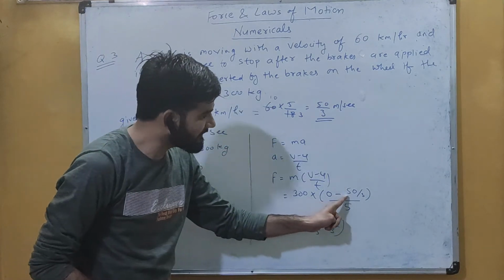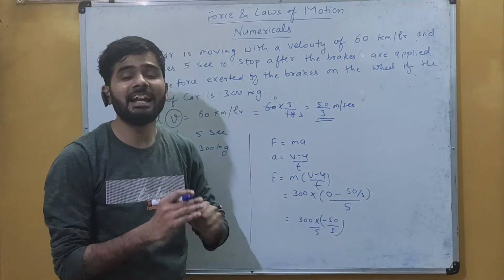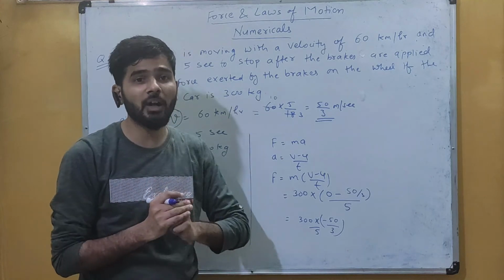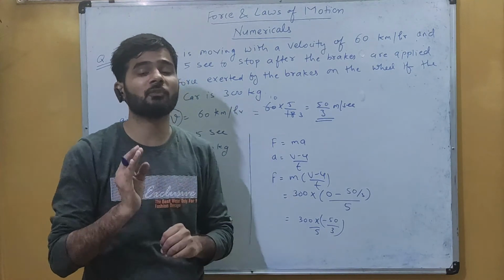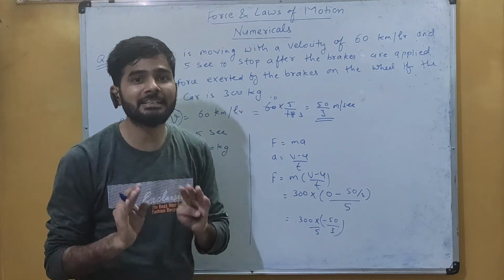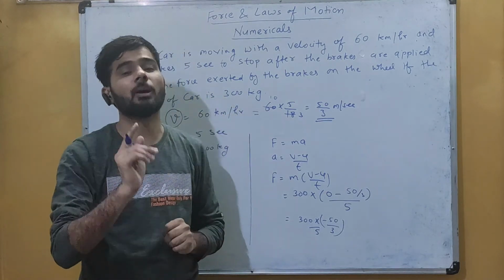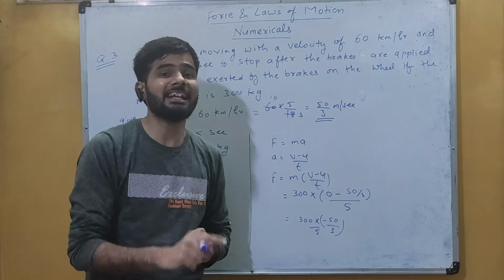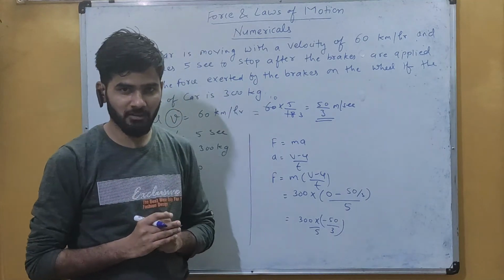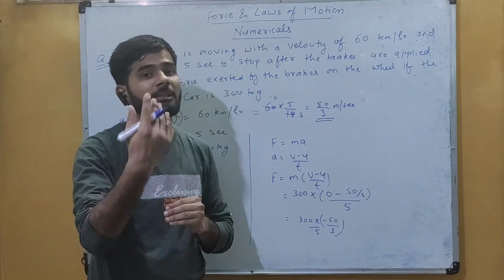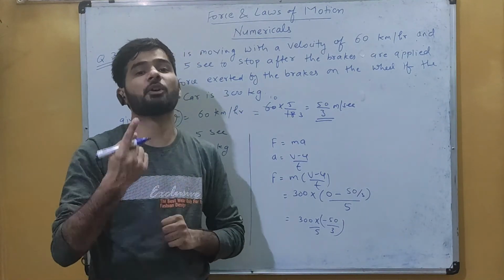Now here you can see we are getting this acceleration as negative. Why is the acceleration negative? Because it means that the velocity of the car is reducing. Whenever the speed of any vehicle decreases, we say that its acceleration is negative, and that is called retardation. And if the velocity increases, then the acceleration comes out positive.